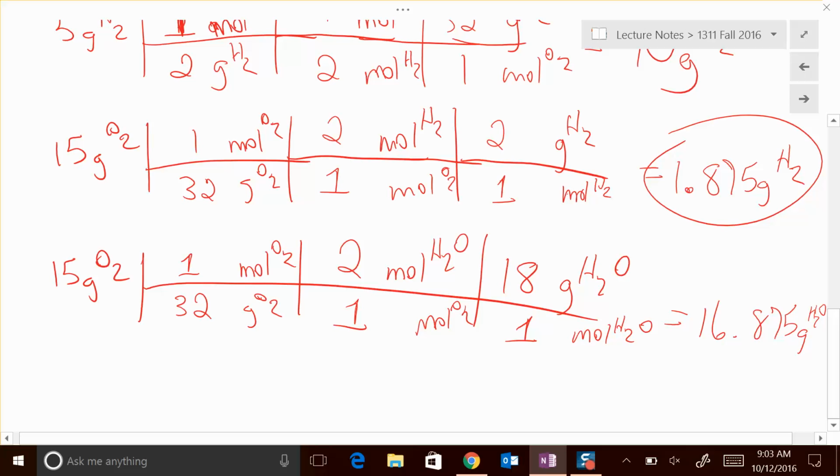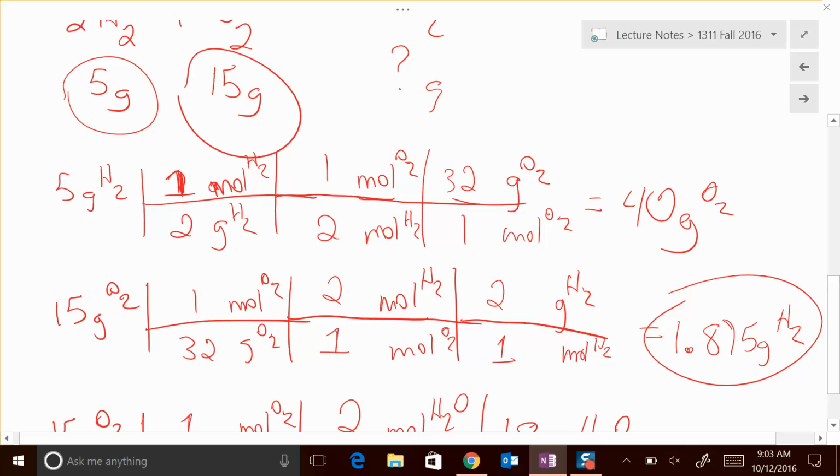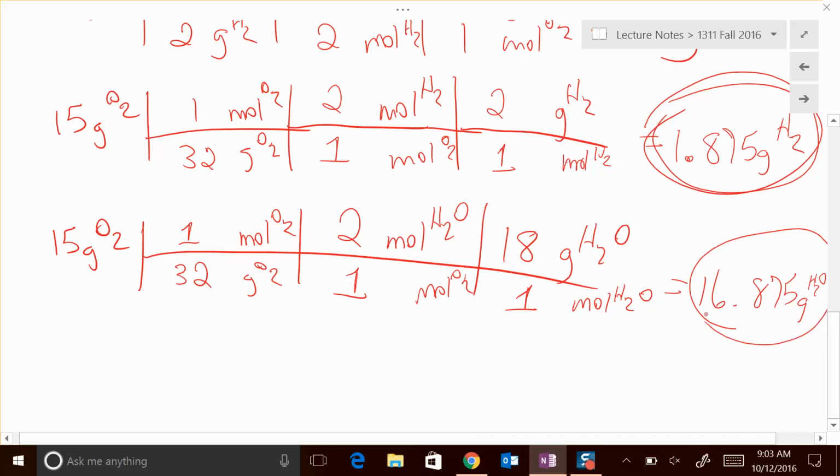16.875 grams of H2O. Oh, look at that. That's interesting. 15 grams of oxygen plus 1.875 grams of hydrogen gives me 16.875 grams of water. Amazing. Okay? All right. So this is my theoretical yield.